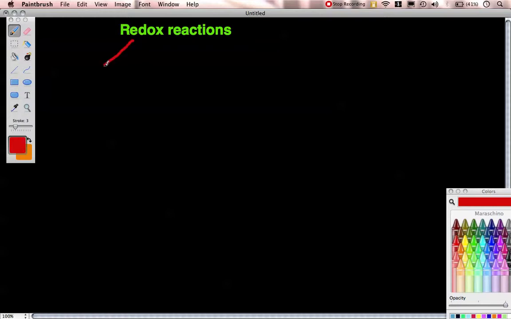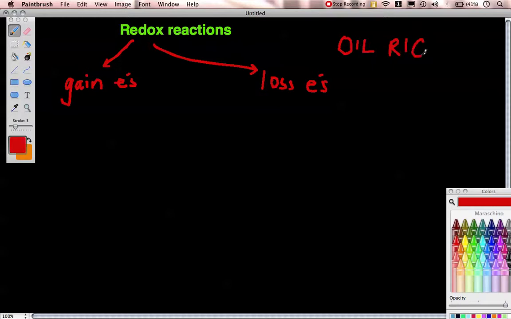We already know that redox stands for reduction and oxidation. And by reduction we mean a gain of electrons, and oxidation we mean a loss of electrons. So we've all been aware of the shorthand way of remembering that, which is OIL RIG. An acronym, I think, is the correct English term for that.